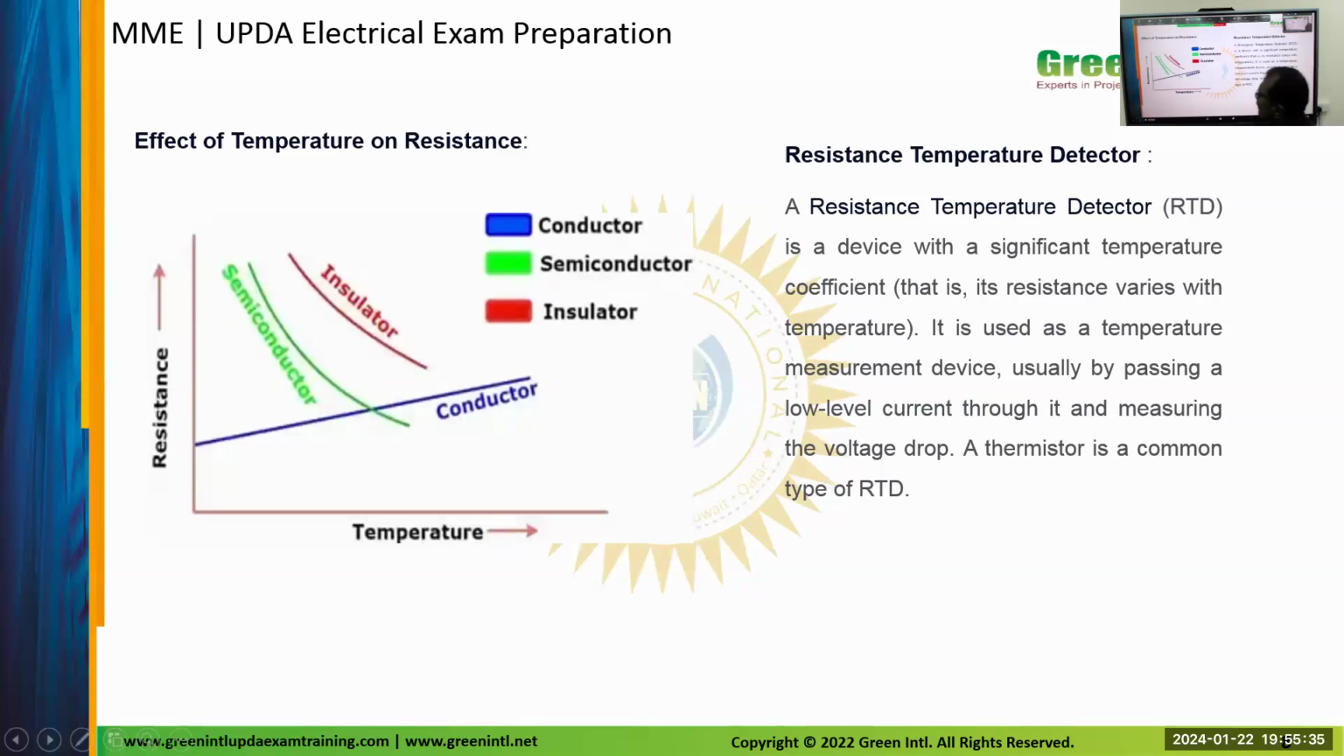See here, on the x-axis we have temperature and on the y-axis we have resistance. Take the blue color: as the temperature increases, the resistance increases linearly. Okay, the temperature increases.